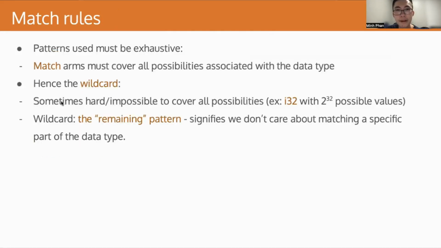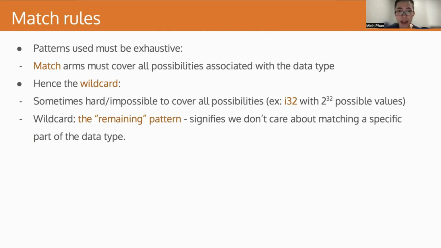A couple of rules on matches. First, the patterns must be exhaustive. The match arms, that means the cases we have seen, must cover all possibilities associated with the data type. So that means, for example, if we have an i32, we must cover somehow all 2 to the 32 possible values of that data type. But then how do we actually do that? That's so many values. And that's where the wildcard comes into play.